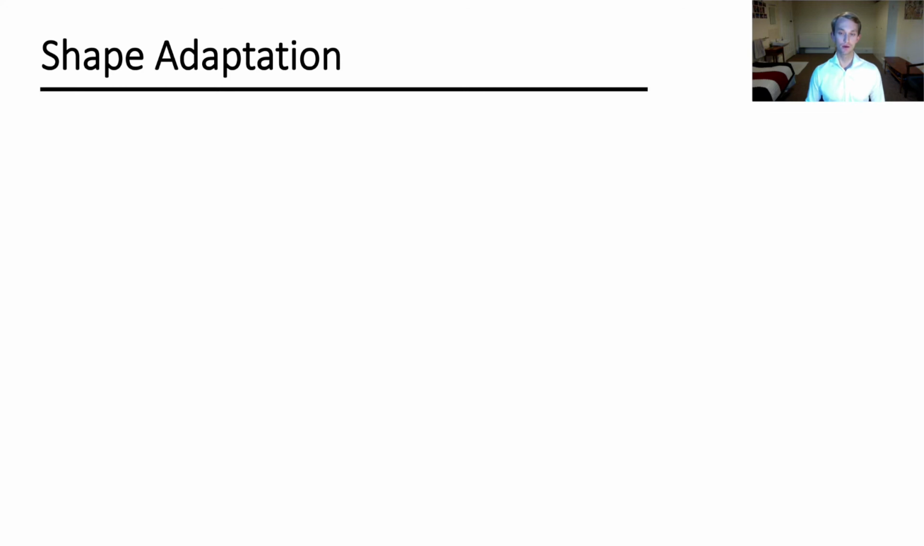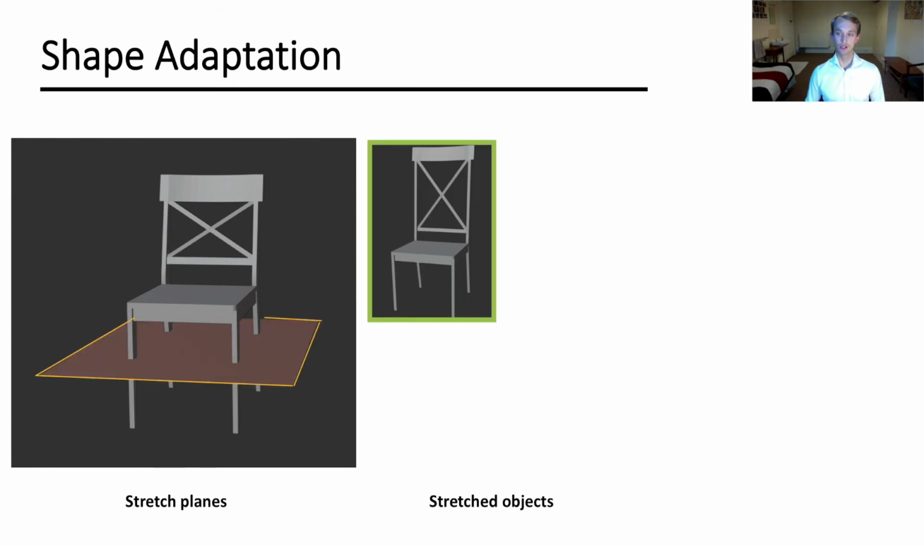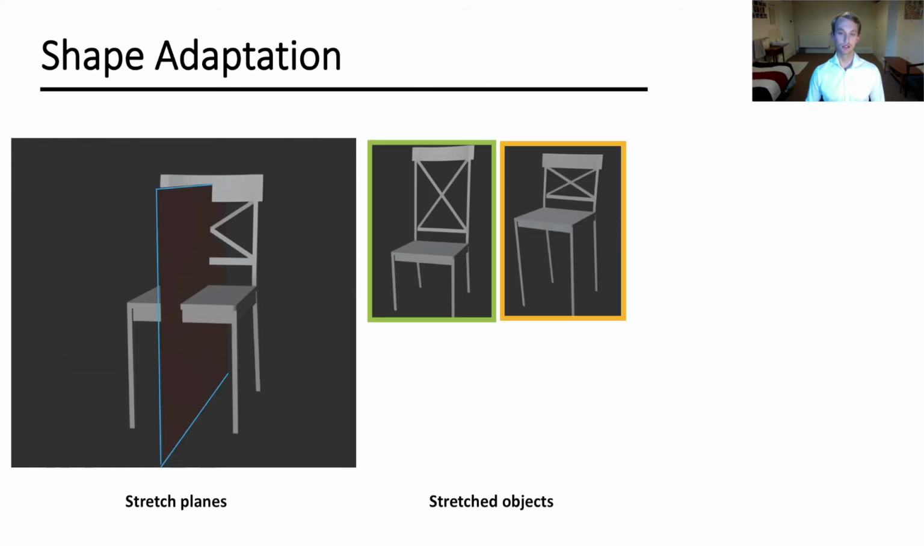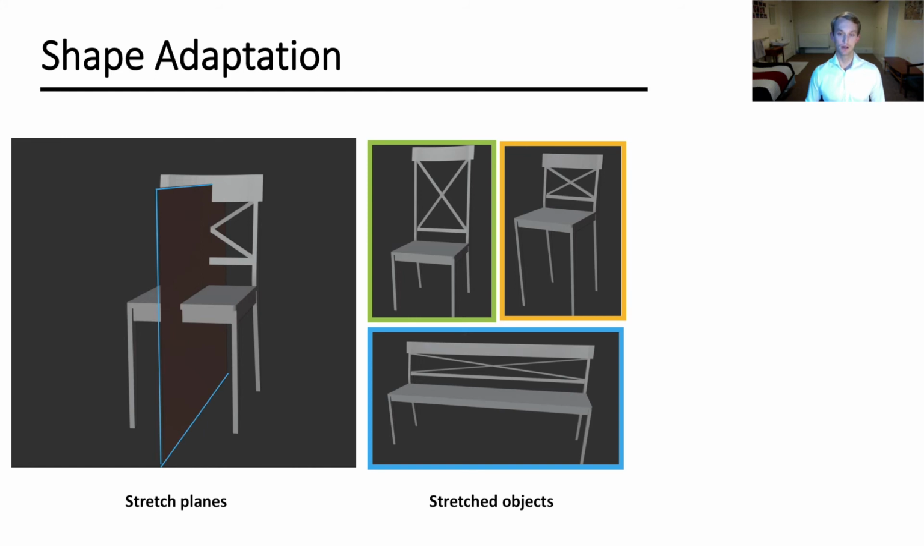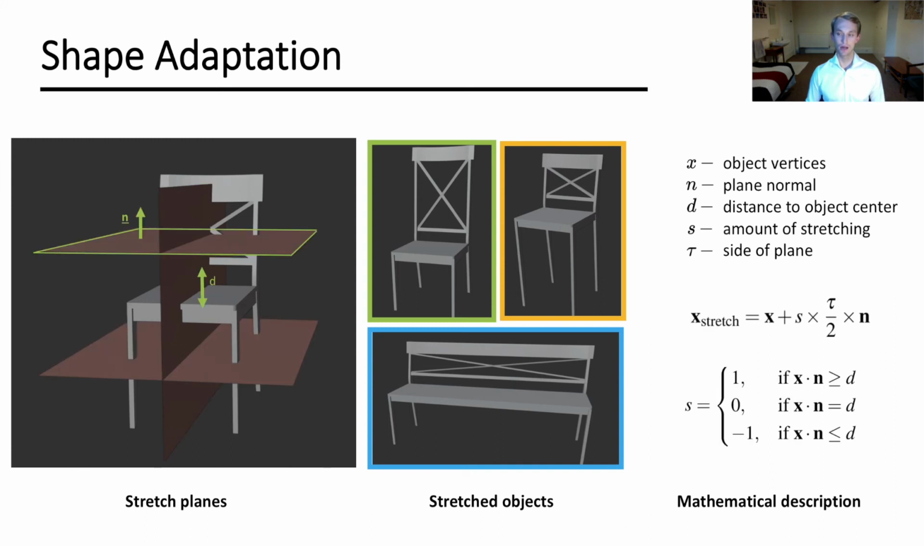The shape adaptation we propose is a plane stretching formulation, where objects are stretched along a plane. Depending on the position and orientation of the plane that is chosen, different objects can be generated. Mathematically, we obtain stretched object vertices by adding an offset to the vertices x parallel to the plane normal n. We optimize over the magnitude of the stretch tau.